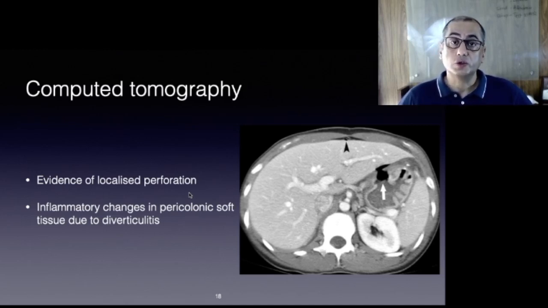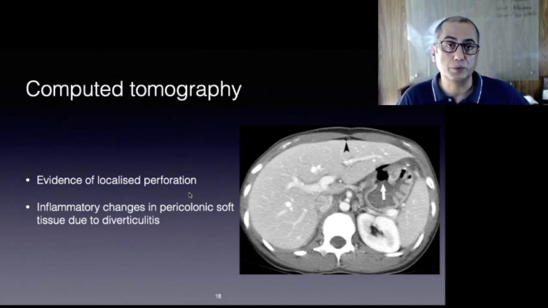They may also show inflammatory changes in the pericolonic soft tissues and focal abscesses due to diverticulitis, which may mimic perforated colonic carcinoma. CT scans may not provide definitive radiographic evidence of a perforated Meckel's diverticulum, as the Meckel's diverticulum tends to get lost in the small bowel loops.